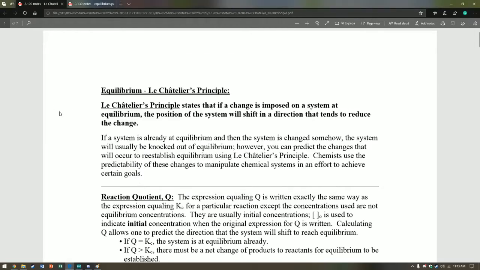Hello, welcome back. So today we're going to be talking about Le Chatelier's principle. Firstly, let's state what Le Chatelier's principle is, and then we're going to go into a bit of context, and then we're going to discuss the principle in action.